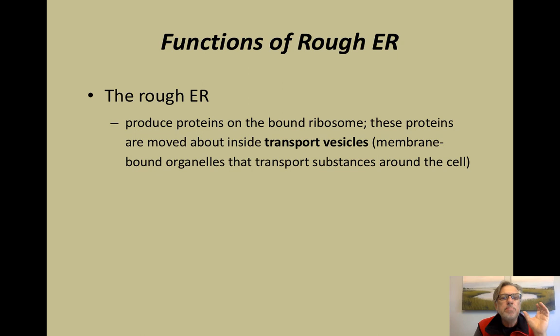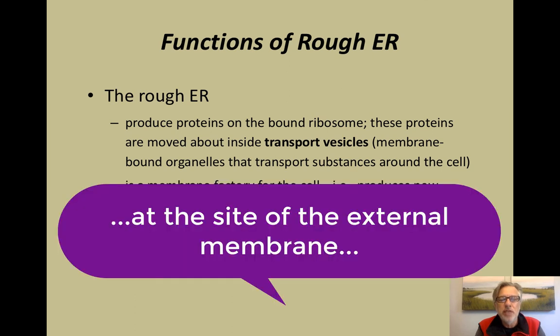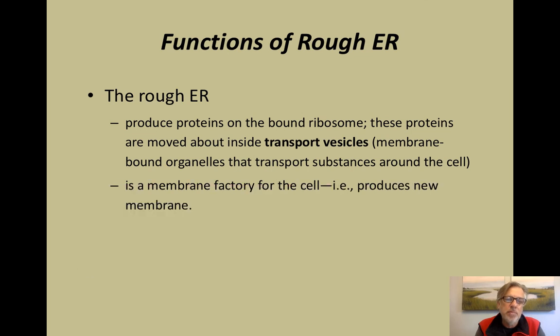The rough ER produces proteins on the bound ribosomes, and that is its primary function. And then these proteins are moved about the cell inside transport vesicles. The rough ER is the membrane factory of the cell. In other words, it produces new membrane. So if a cell needs to grow, the membrane isn't produced at the site of the membrane. It's produced at the rough ER and then transported out to the membrane in vesicles.